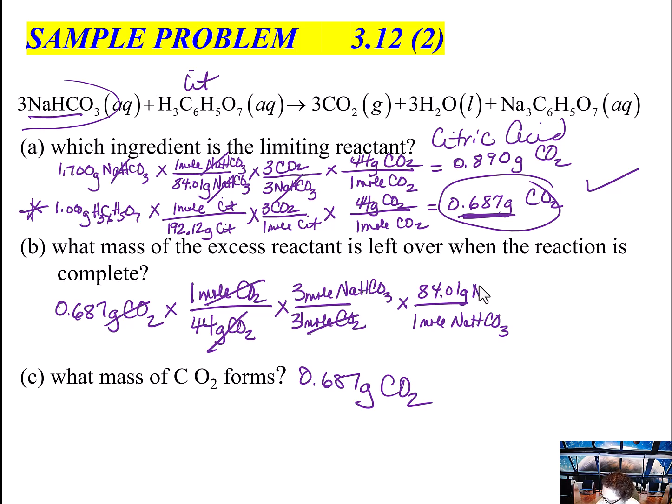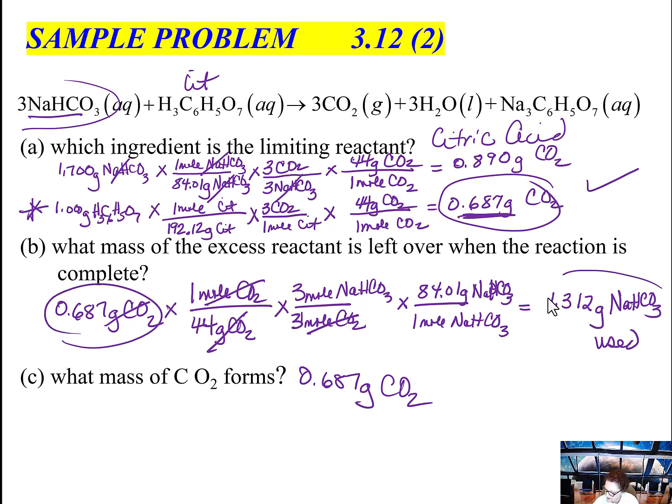So there's 84.01 grams of bicarbonate in 1 mole of bicarbonate, and that shows me that I'm going to use 1.312 grams of bicarbonate with this. This is how much I'm going to use with the 0.687 grams of CO2.